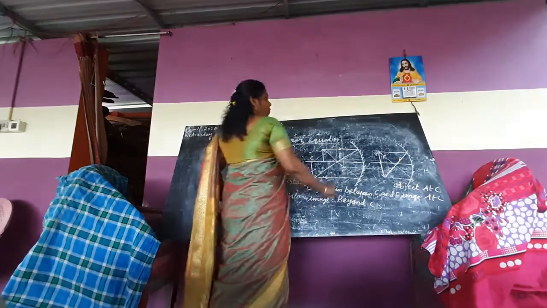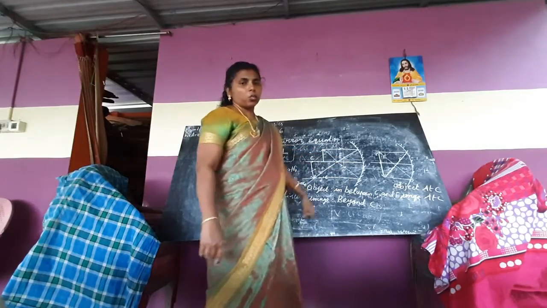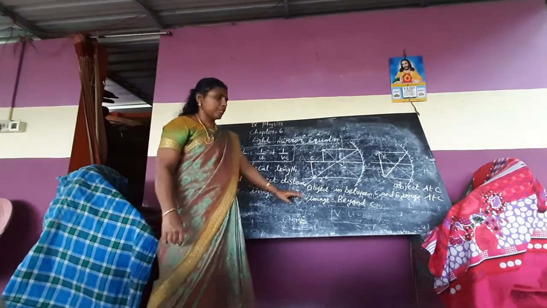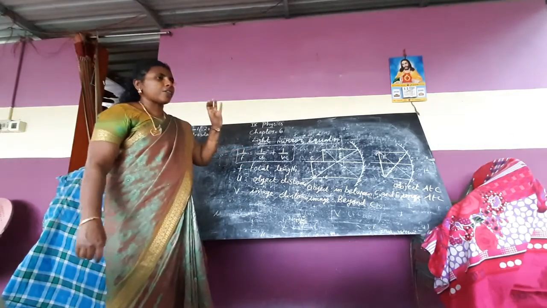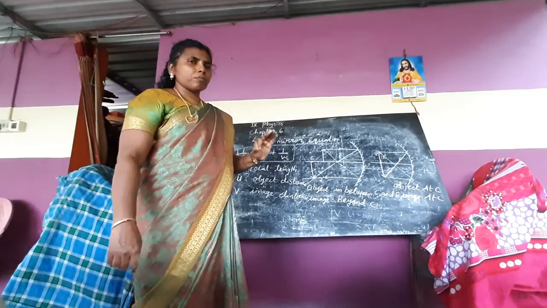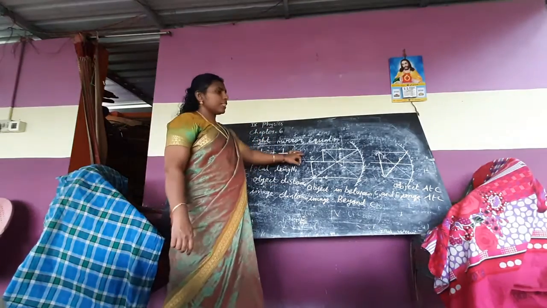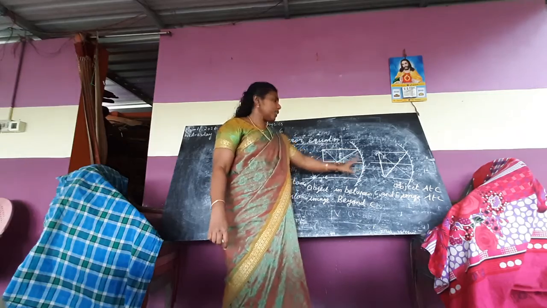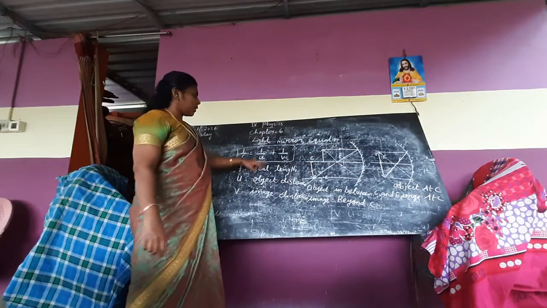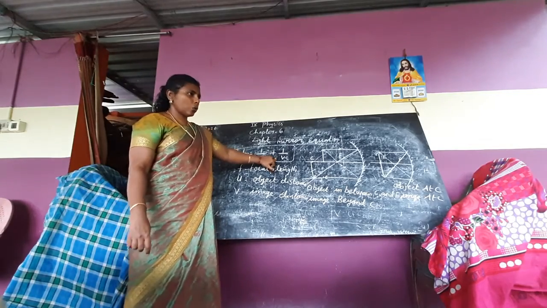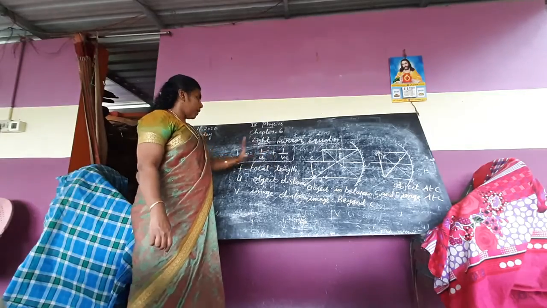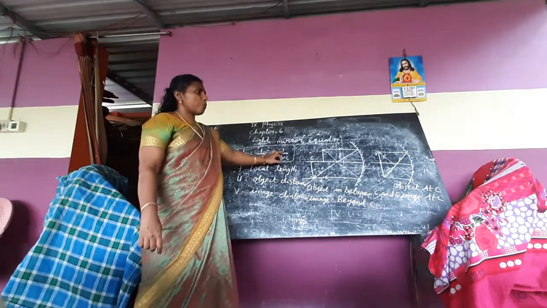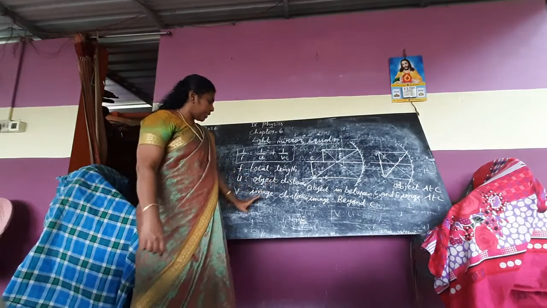So focal length means what? The distance between the pole and the principal focus only. So small f is focal length, u object distance and v image distance. So we have learned the mirror equation, the image formation of a concave mirror, the rules to draw a ray diagram and how to draw it. This is an important formula, and by using it problems can be solved. 1 by f equal to 1 by u plus 1 by v. f is focal length, u object distance, v image distance.